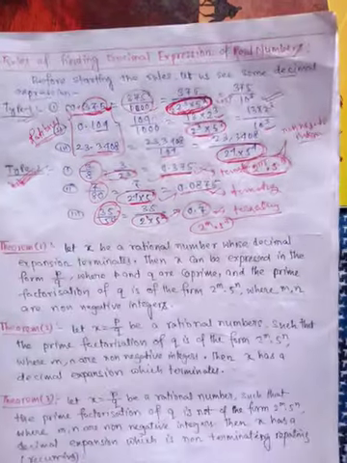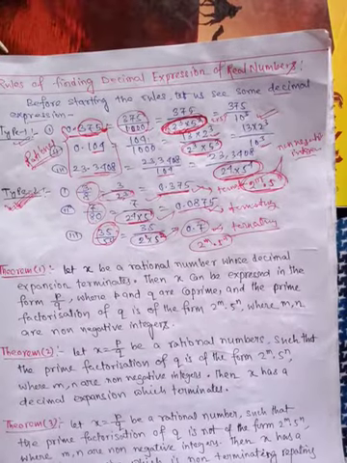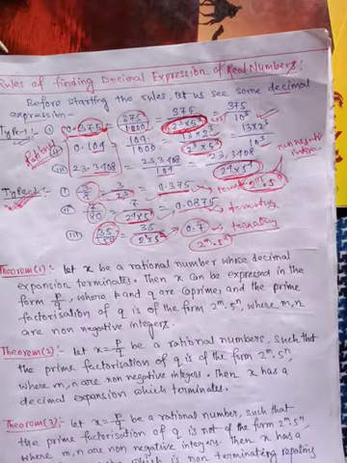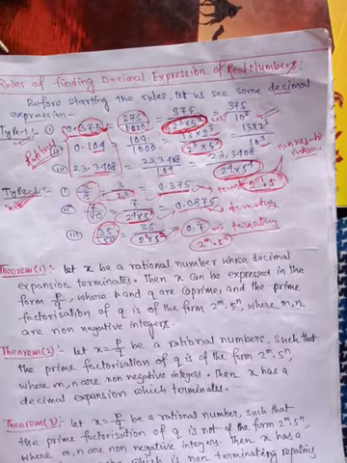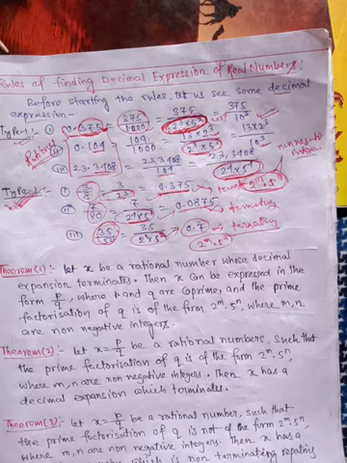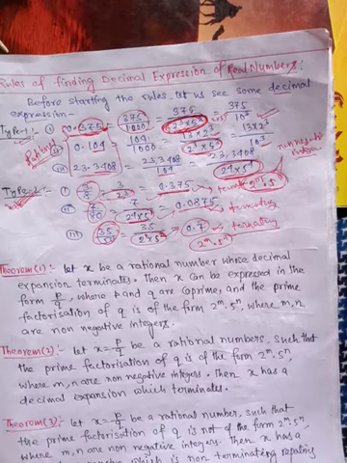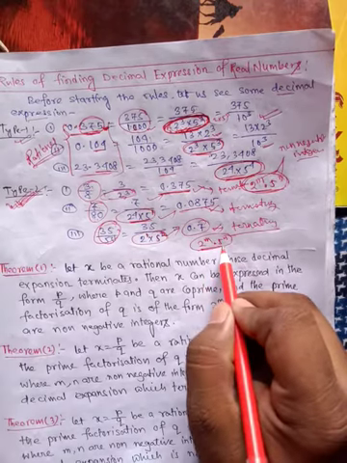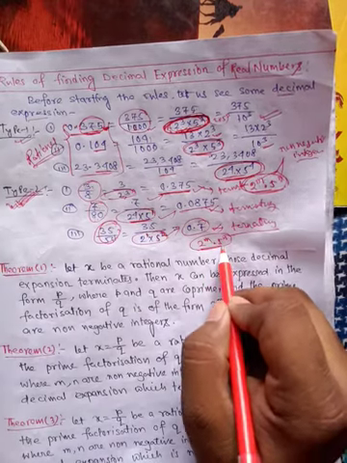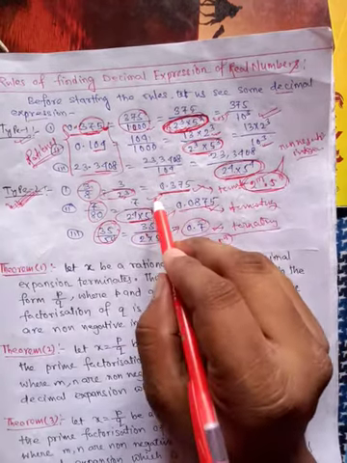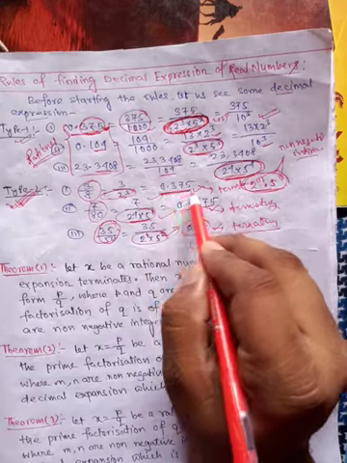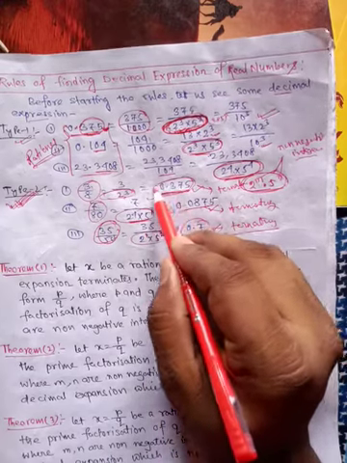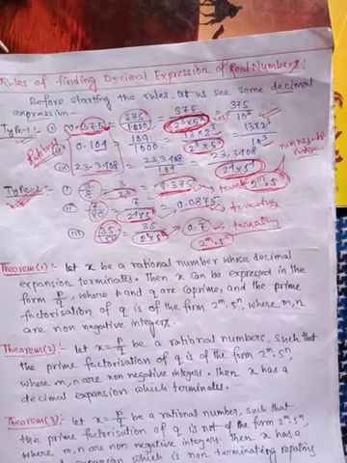Okay, so what we have seen: if a rational number's denominator has a prime factorization containing only the form 2 to the power m into 5 to the power n, then that number's decimal representation is terminating. And terminating means you can see it is a rational number.